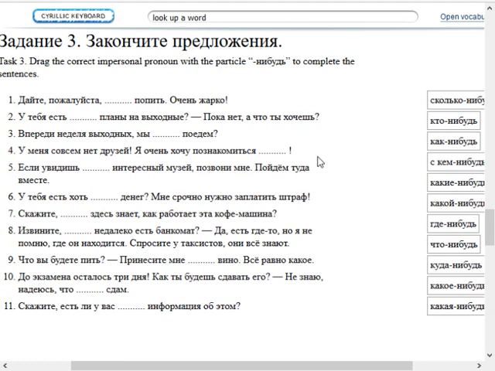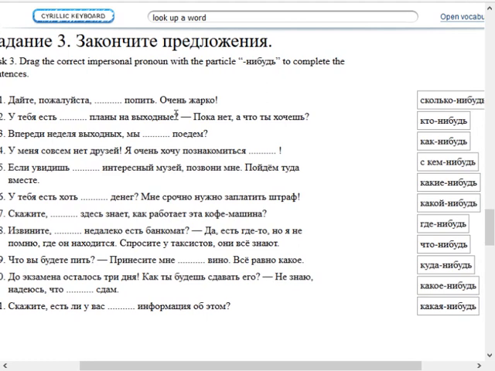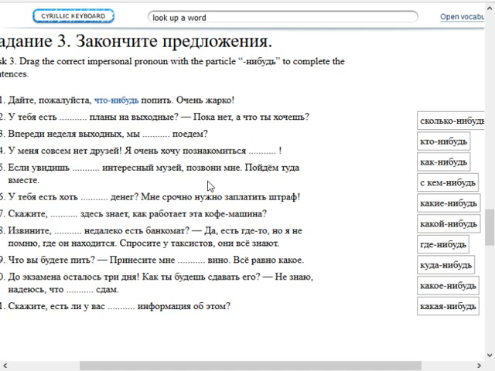Дайте, пожалуйста, что-нибудь попить. Очень жарко. So I guess give me something to drink. Give me, please, something to drink. Very hot. I guess that's saying it is very hot.